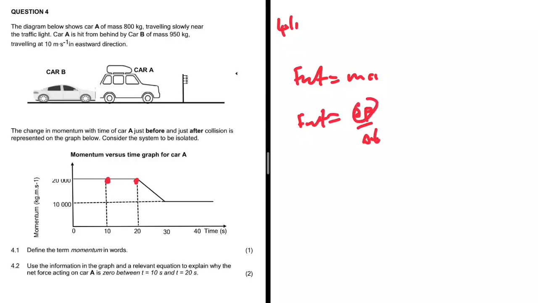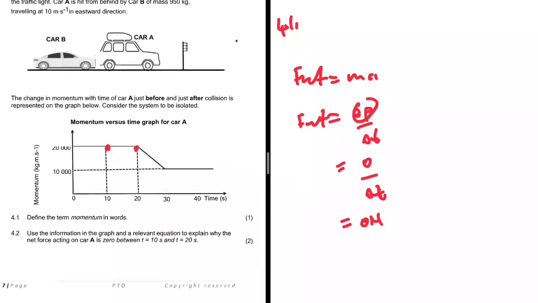So what is the change in the momentum if the momentum is constant? The change in the momentum is 0. So we have 0 divided by delta t, which gives us 0 newtons. So that's how we can easily show that the net force should be 0 between T10 and T20, because the momentum is constant. It is not changing.